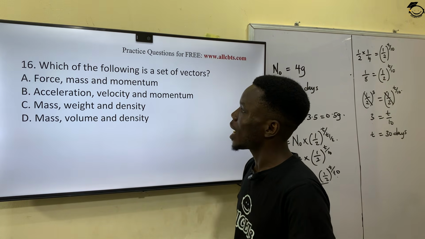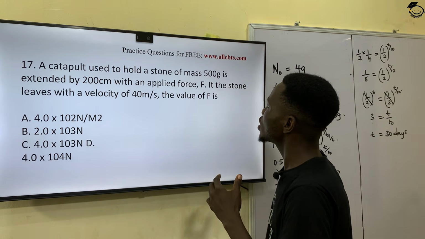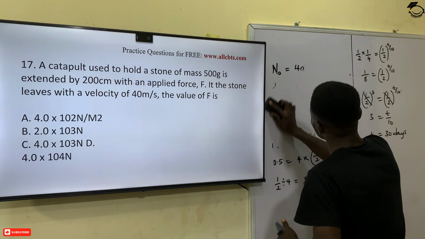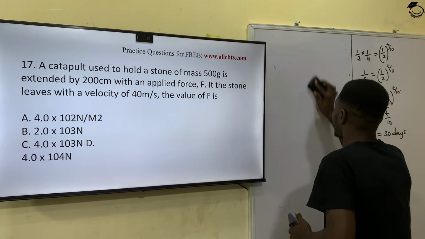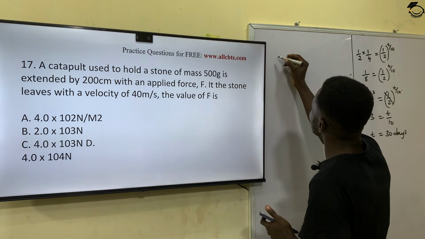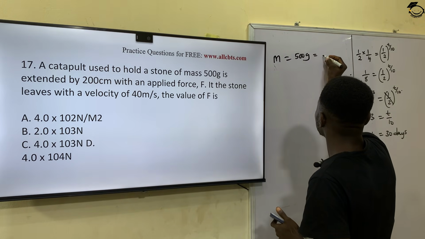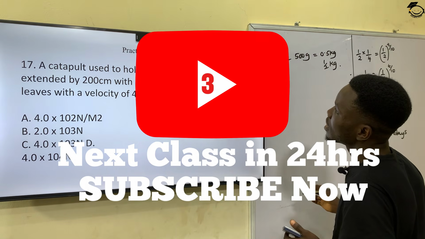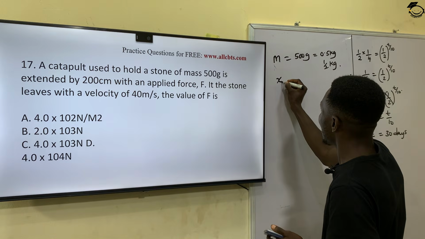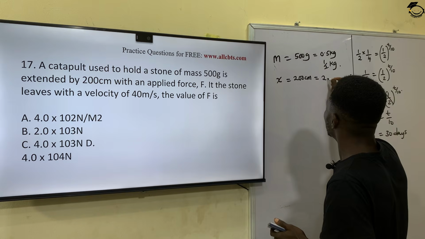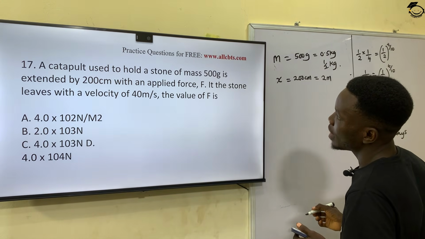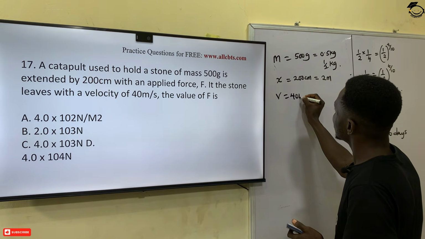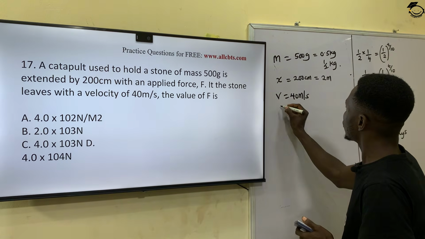Okay, that takes us to question number 17, which says a catapult used to hold a stone of mass 500 grams. So we have a catapult that is used to hold a stone of mass 500 grams. So the mass of the stone was given in the question as 500 grams, which is equivalent to 0.5 kilogram or 1/2 kilograms. The catapult is extended by 200 centimeters. So the extension x is 200 centimeters, which is equivalent to 2 meters. With an applied force F, if the stone leaves with a velocity of 40 meters per second, the value of F is dash, so we don't know F.